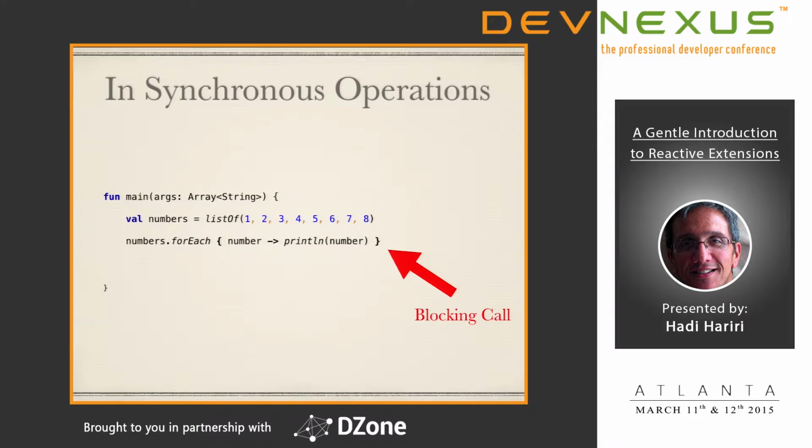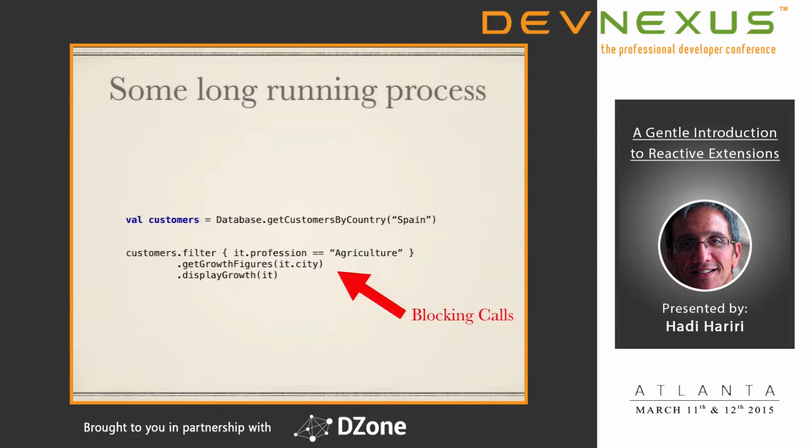And if that's the main thread of the application, it would block up the UI thread or anything like that. Of course, this example doesn't mean much, but if you replace it with something like database get customers by country, then filter for those that match profession agriculture, then get the growth figures by city, and then display the growth, all of these are basically going to block the thread. And that is what we're trying to avoid.